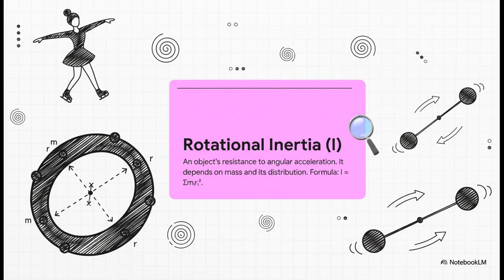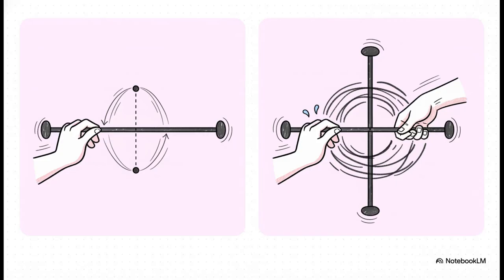That r squared is a massive deal. It means that mass far away from the center contributes way more to the inertia than mass that's tucked in close. And this slide gives you a perfect gut feeling for it. Imagine trying to spin this rod. On the left, we're spinning it along its length, like a drill bit. All the mass is super close to the axis, so it's really easy to get it going. It has a low rotational inertia.